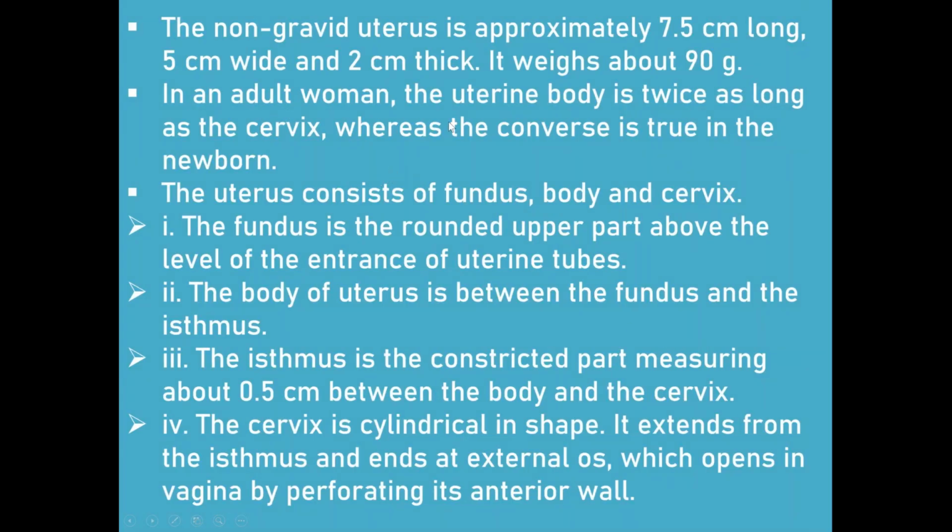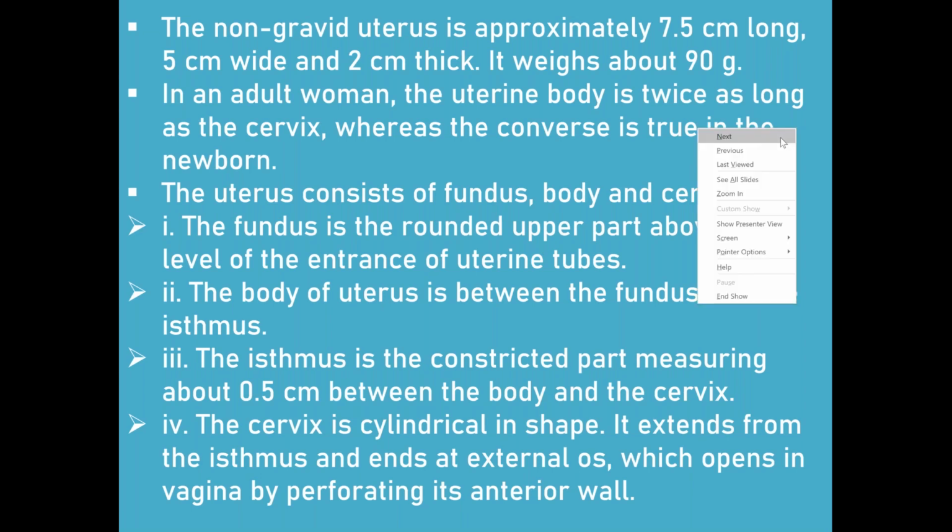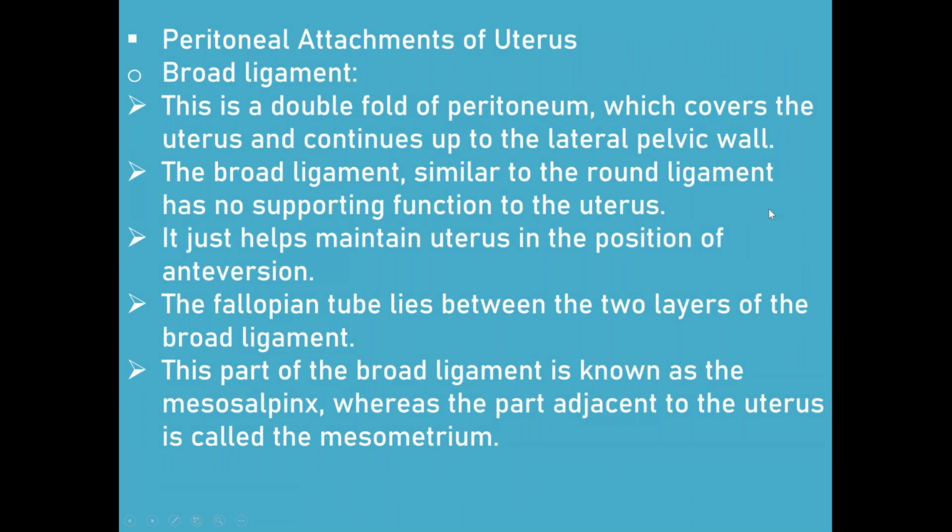In the adult woman, the uterine body is twice as long as the cervix, whereas the converse is true in the newborn. So in the newborn, the cervix is twice as long as the uterine body. So the uterus consists of the fundus, body, and cervix. This is about the important parts of the cervix.